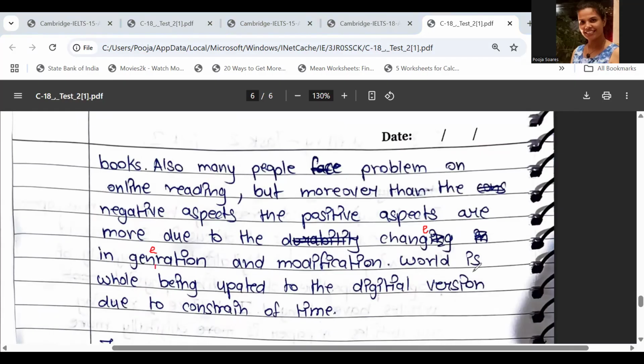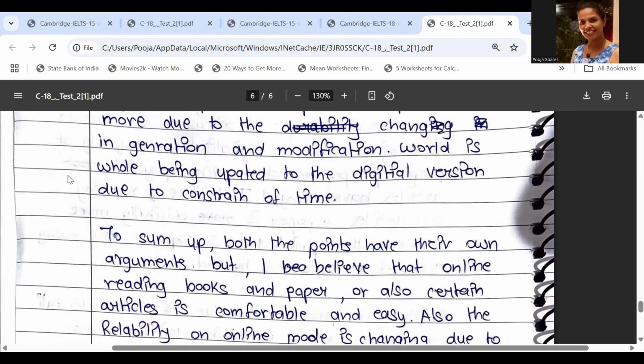Generation here and modification. What kind of generation and modification are we expecting? The whole world is being updated to the digital version due to constraint of time. Constraint of time. So who told you this whole world? You have to give an example. Majority of the world, most of the industries, most of the modern world, not whole world, you can say, is moving towards digitalization, digital version.